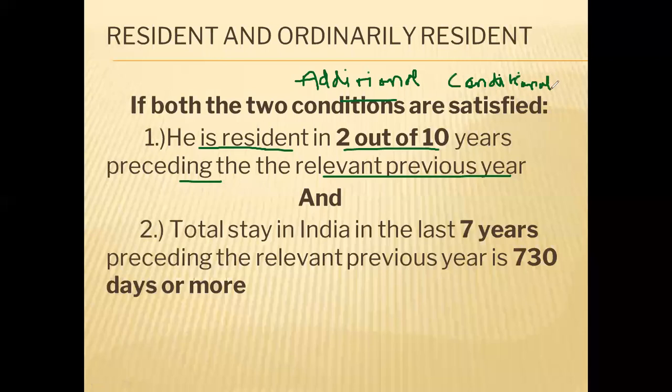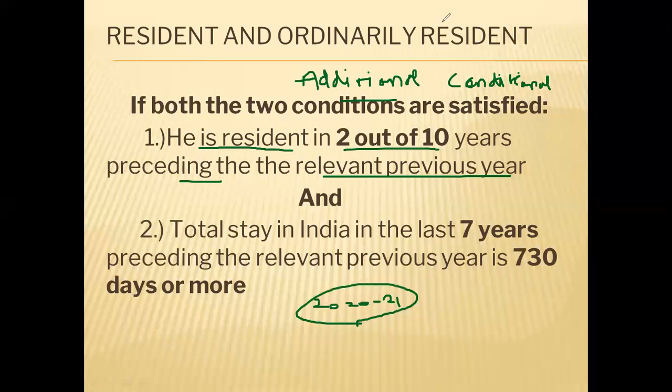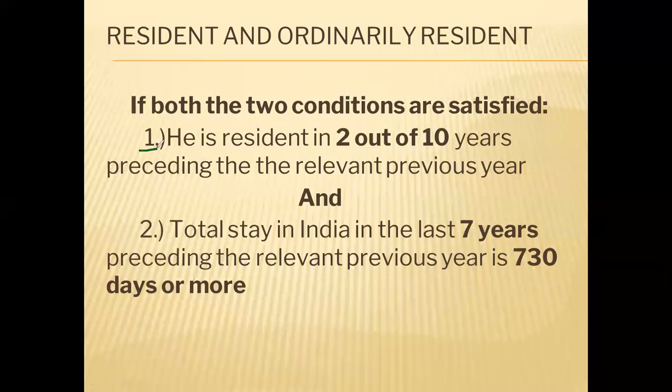In our question, the relevant previous year is 2021. No need of checking 2021 again, because we have already checked and found out that he is a resident in India during 2021. Now what is the additional condition? The first additional condition says to check in 10 years whether he was a resident in at least 2 years or not.